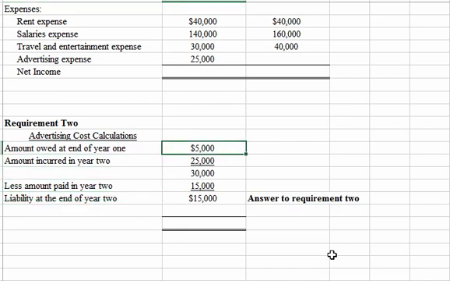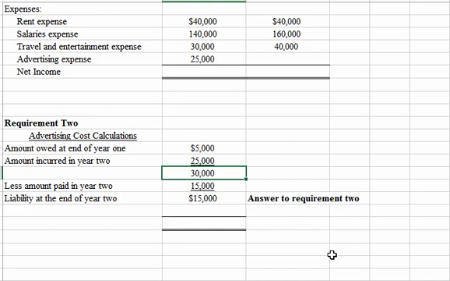At the end of year one, we owed the advertising agency $5,000. That's for costs incurred in year one that didn't get paid in year one. Okay, then we incurred an additional cost in year two of $25,000. So the total we owed the agency in year two was $30,000. $5,000 from year one, $25,000 from year two. So the most we would have paid them in year two, without getting into some prepaid advertising, would have been $30,000. But we didn't pay them that much.